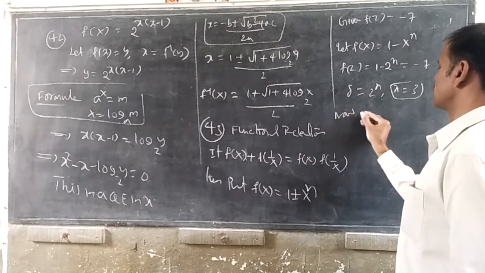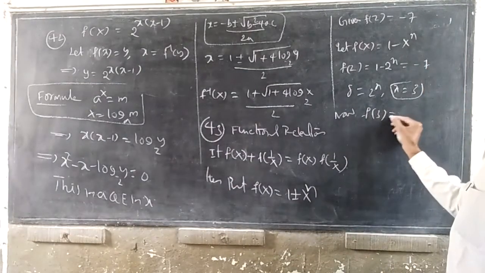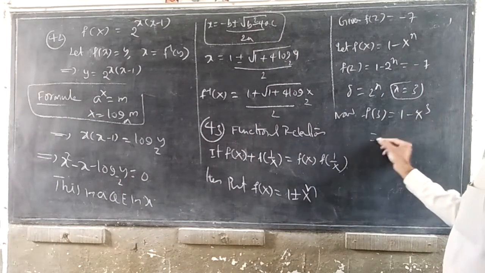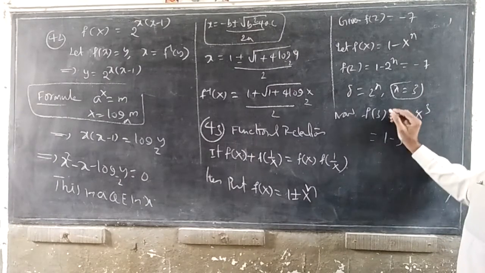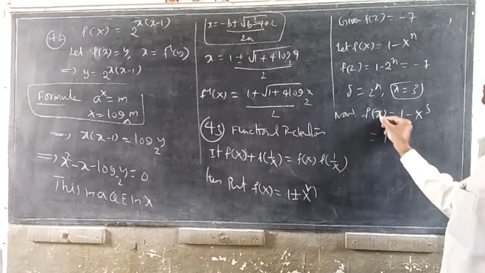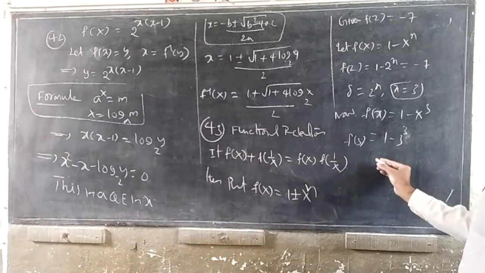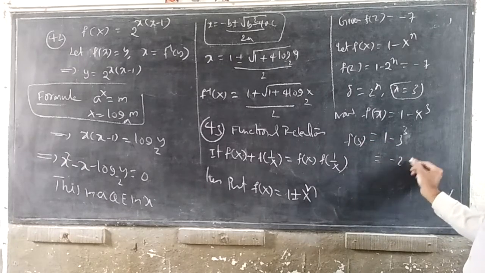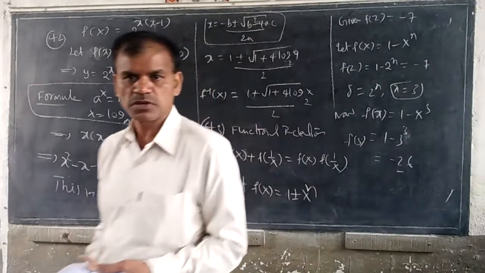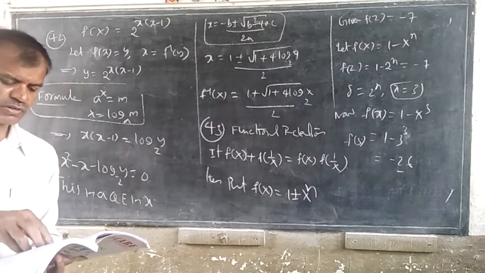Now we should calculate f of 3. f of 3 is equal to 1 minus x power 3, so 1 minus 3 cube. Here f of x is equal to 1 minus x cube, you can write. 1 minus 27, answer minus 26. Minus 26 is the correct option, first option. Now let us see the 44th question.